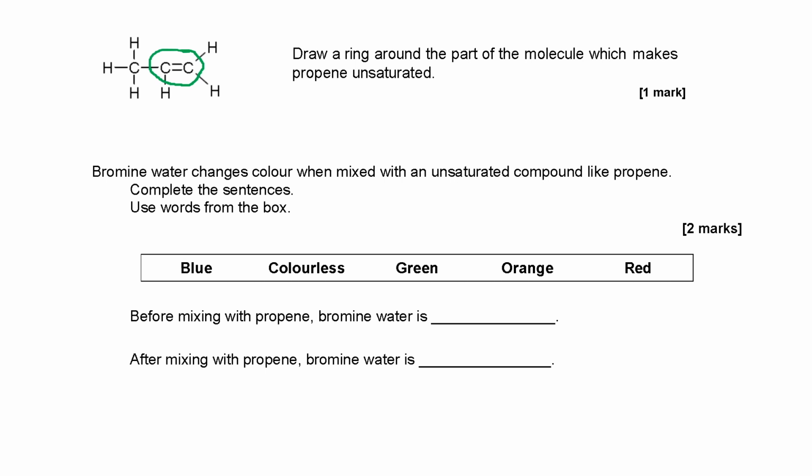We've got to complete the sentences using the words. So before mixing with propene, bromine water is, and that would be an orange colour. So if we write our orange colour in here, oh, the O's gone missing, let's put that back in. Okay, and then after mixing with propene, the bromine water would go colourless. So we just write that in there.